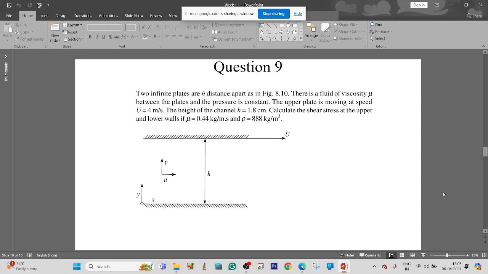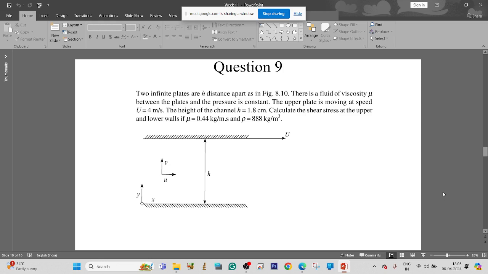So what will happen? This Reynolds number will be rho h U by mu. So this is 888 times 1.8/100 times 4, and this viscosity is 0.4. So this will come out to be 145, and the flow is laminar.